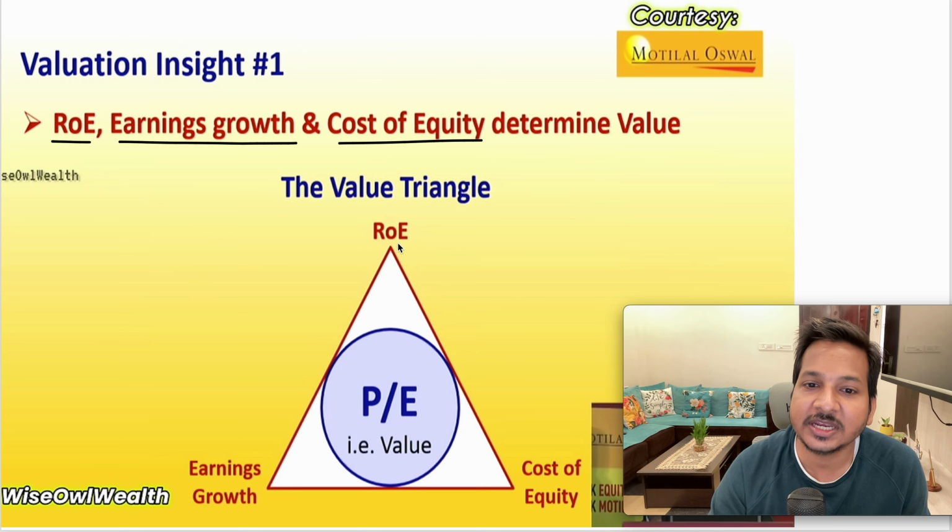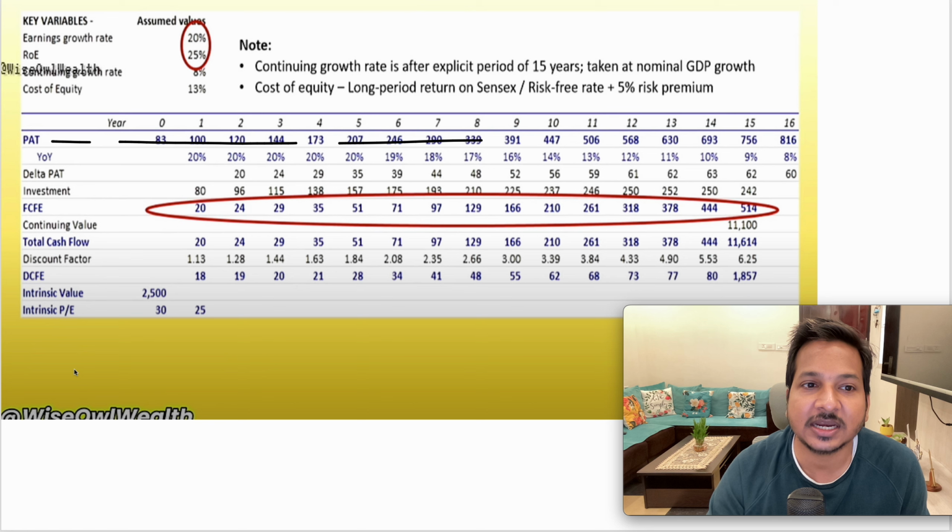So we have to see return on equity, earning growth, and cost of equity. Now the question is, what should be the number? So first of all, we have to understand what cost of equity is.